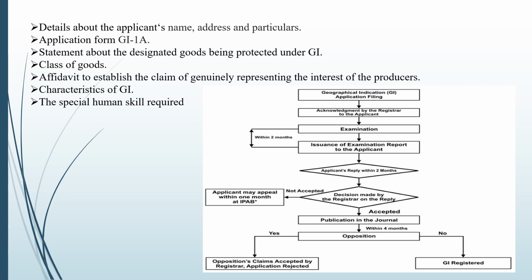And this is the flow diagram of registration for GI. You have to draw this and completely explain the procedure. First, you are going to file the application. After filing, an acknowledgement will be sent by the registrar. Then it goes to examination. So this is how the flow comes. You have to draw this flow and explain in detail.